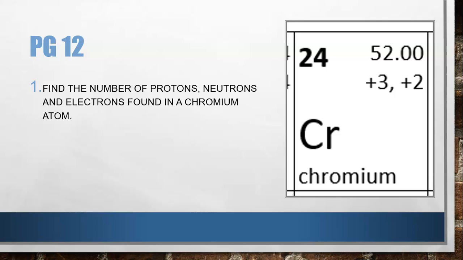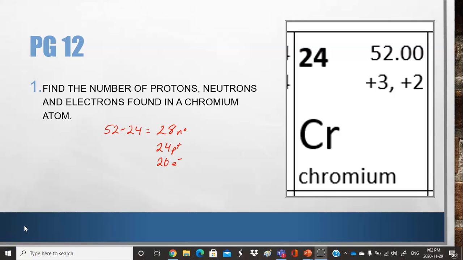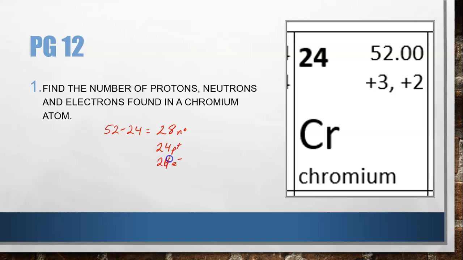On page 12, we've got this example with chromium. Pause the video, see if you can figure out how many protons, neutrons, electrons it has, and then unpause, see if you're good. And when you calculated the neutrons, you should have got 28 with 24 protons and, oh, my mistake here, 24 electrons.